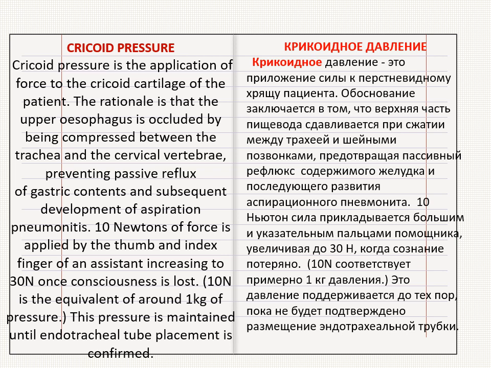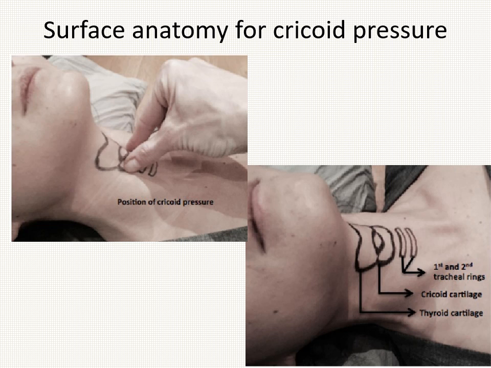10 newtons of force is applied by the thumb and index finger of the assistant, increasing to 30 newtons when consciousness is lost. 10 newtons is equivalent to around 1 kilogram of pressure. This pressure is maintained until endotracheal tube placement is confirmed. On this picture you can see the surface anatomy for cricoid pressure, the position of cricoid pressure, and the fingers where we apply pressure.